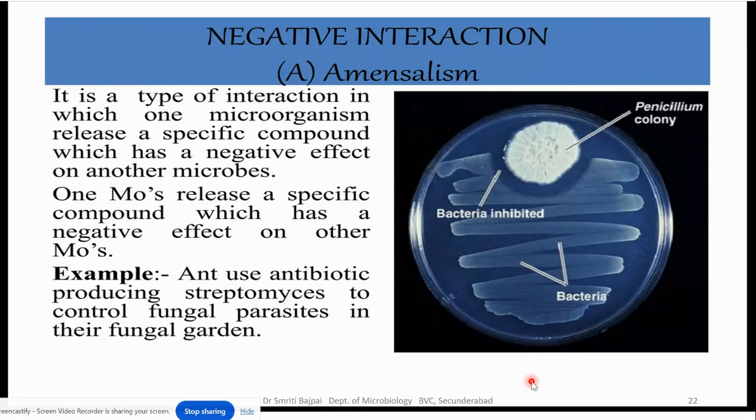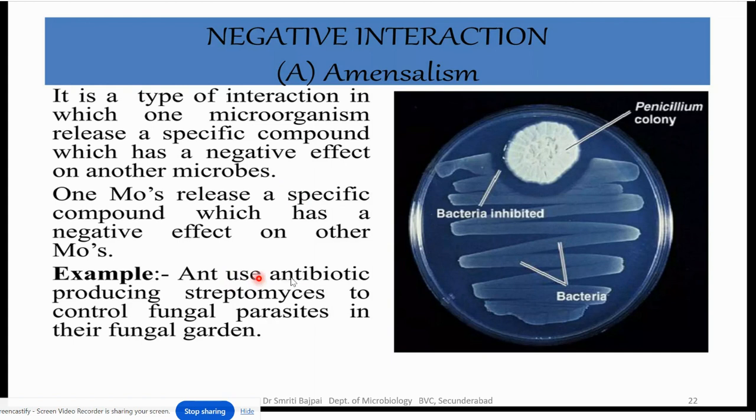After the positive interactions, we will come to the negative interactions. The first type of negative interaction is amensalism. This is a type of interaction in which one microorganism releases a specific compound which has a negative effect on the other. Like we know antibiotics: when an antibiotic is secreted, bacterial growth is prohibited. So this is an example of amensalism.